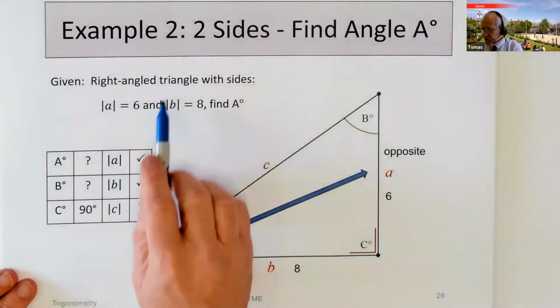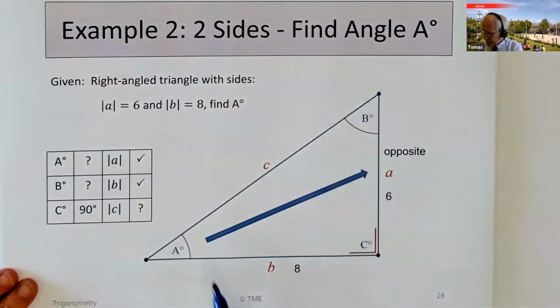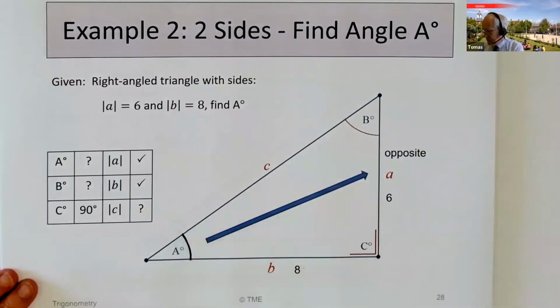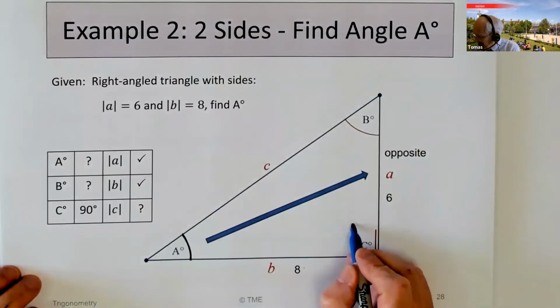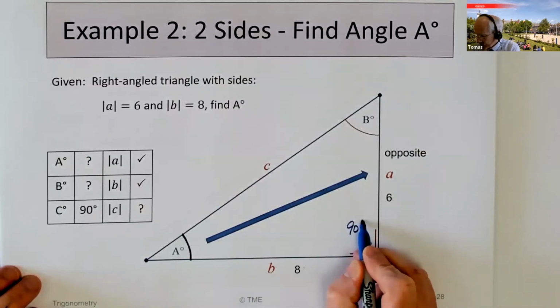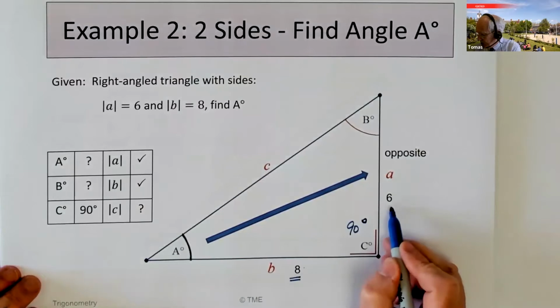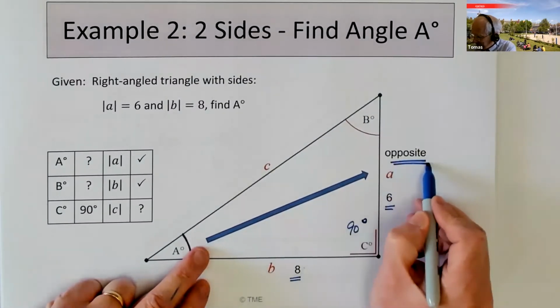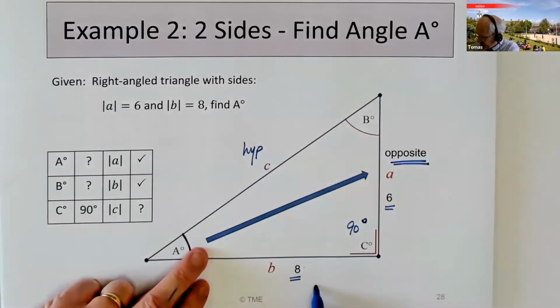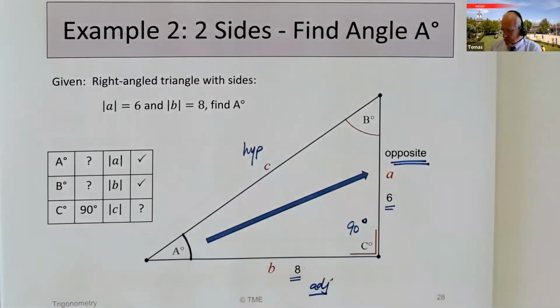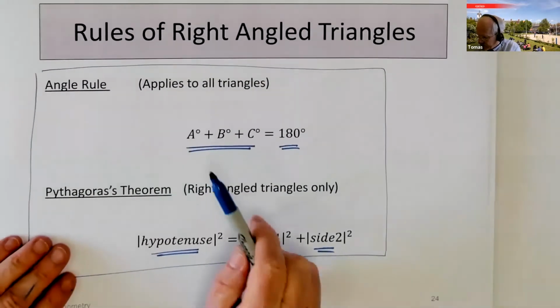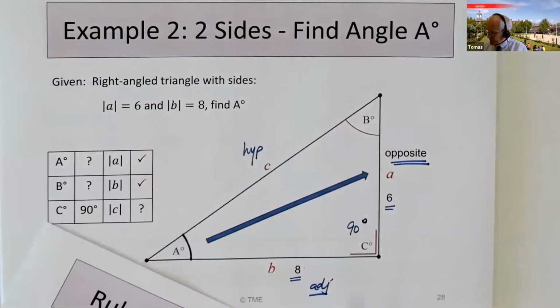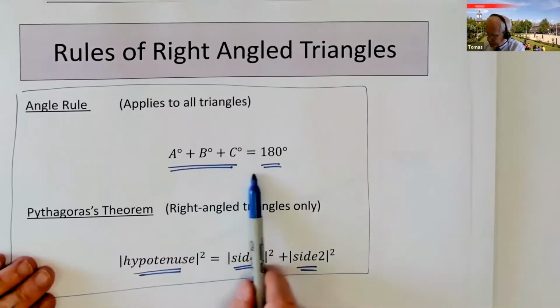Okay, example 2. Find the angle A. How do I find that angle? Well, I'm told that this is 90. I'm told that this is 6, and that's 6 and that's 8. If that's the angle A that I'm interested in, this must be opposite. This must be hypotenuse, and therefore this must be adjacent. And it says find A. Well, I look here and I say A and B and C, but I only know C, so I don't think I can use that one.